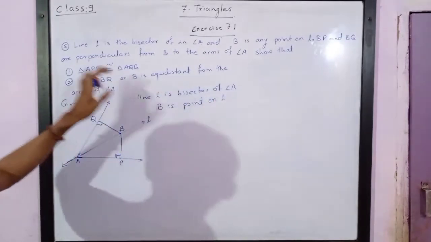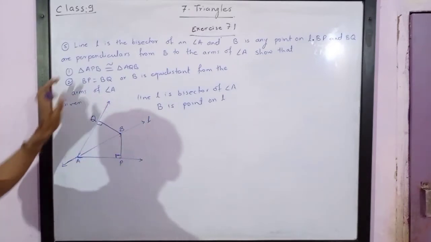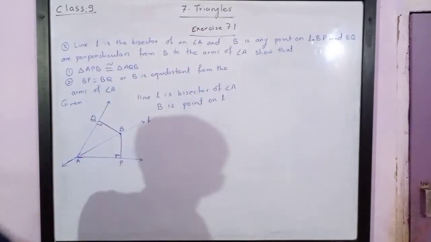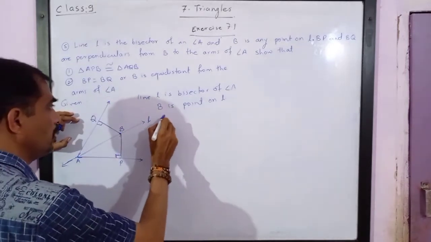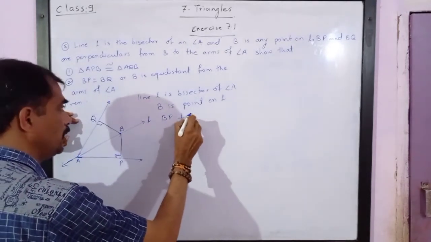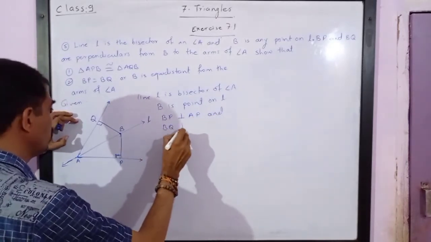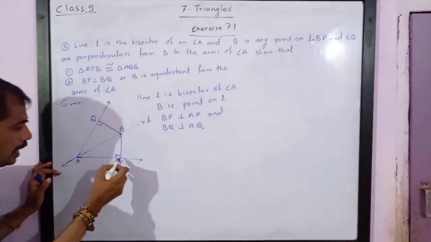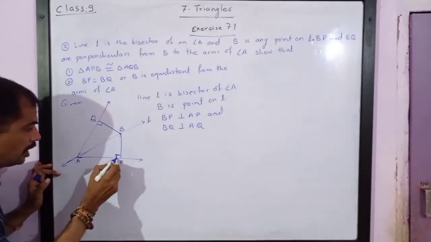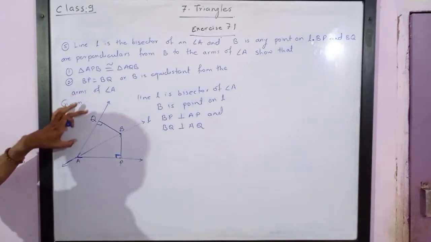Then BP and BQ are perpendiculars. BP and BQ are perpendiculars from B to the arms of angle A. So we are given that BP is perpendicular to AP and BQ is perpendicular to AQ. Try to understand this. BP, this segment, is perpendicular to line AP, and BQ is perpendicular to this ray AQ.